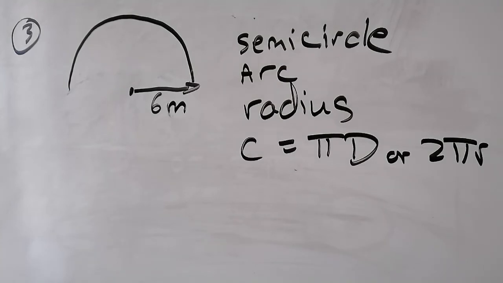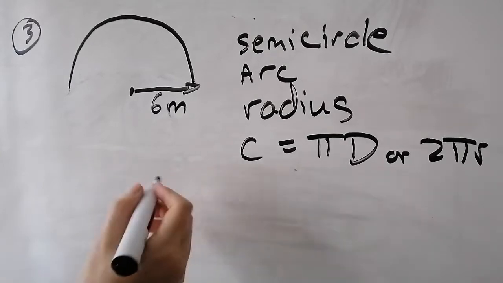Do you know what an arc length is? In other words, an arc. Do you know what the radius is? And do you know how to calculate the circumference, which would be the distance all the way round a complete circle, which you will need to find the distance of the arc length of the semicircle?